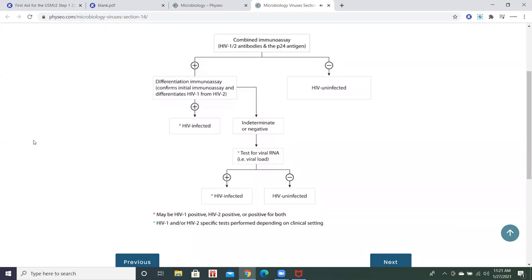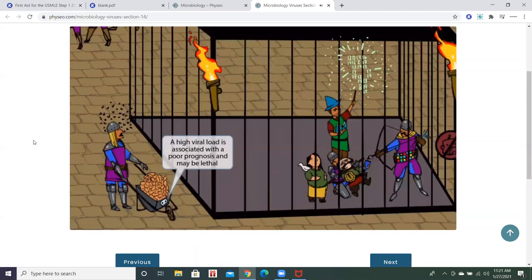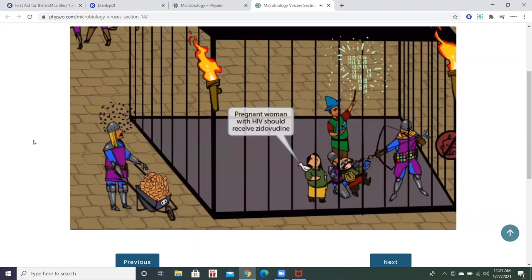Now that we've discussed diagnosis, let's discuss a few more important things and wrap up this section. If we look back at the wheelbarrow, you can also see that we've added a skull on the front. The skull is here to help you remember that a high viral load is associated with a poor prognosis and may be lethal. Next, notice that we've shown a pregnant dwarf lady with a dove sitting on her shoulder.